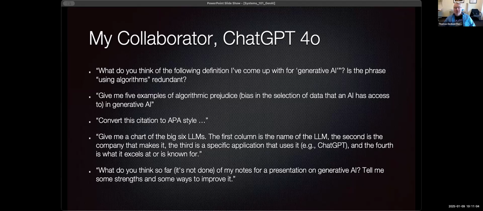Convert this citation to APA style. Give me a chart of the big 6 large language models, and I told it then what columns I wanted, and it produced that. I didn't use it verbatim, but it did give me a head start on a chart that I'll use as one of my slides. What do you think so far? It's not done, but here are my notes for a presentation on generative AI. Tell me some strengths and some ways to improve it. And then I fed it all of the slides I had developed at that time in my notes, and it made some suggestions based on that.